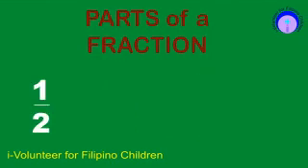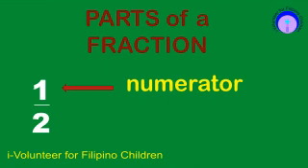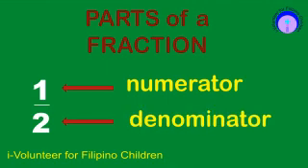There are two parts of a fraction. The number above the line is called numerator, while the number below the line is denominator.